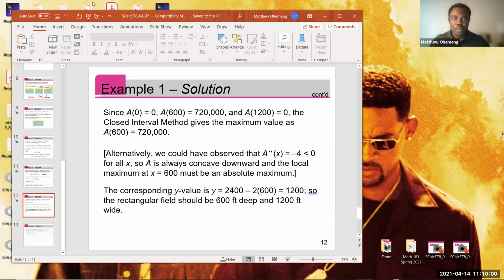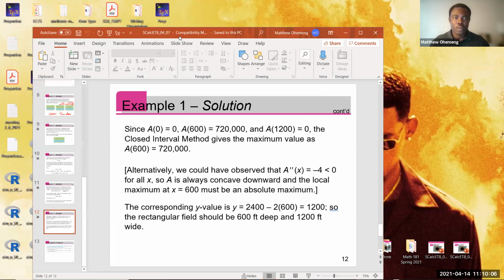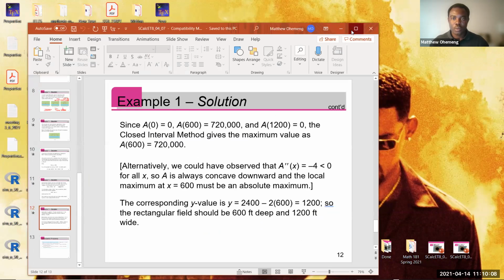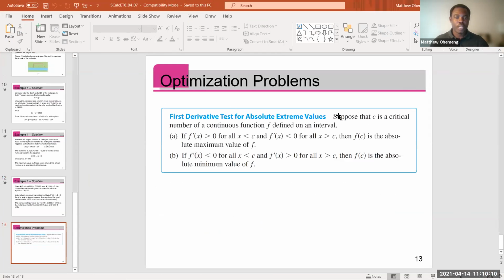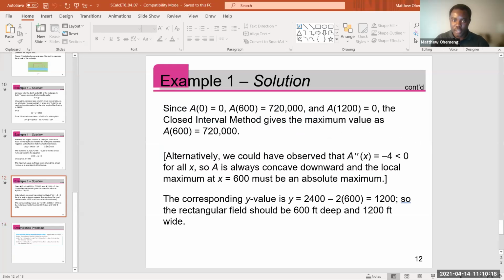Why is it not pulling? Yeah, so on the slides, it talks about the first derivative test for absolute extreme values here, right? And then the second derivative test, briefly in these square brackets. Alternatively, you could observe that A prime prime is this, but I detailed everything in the notes. Yeah, so that's it for that one.